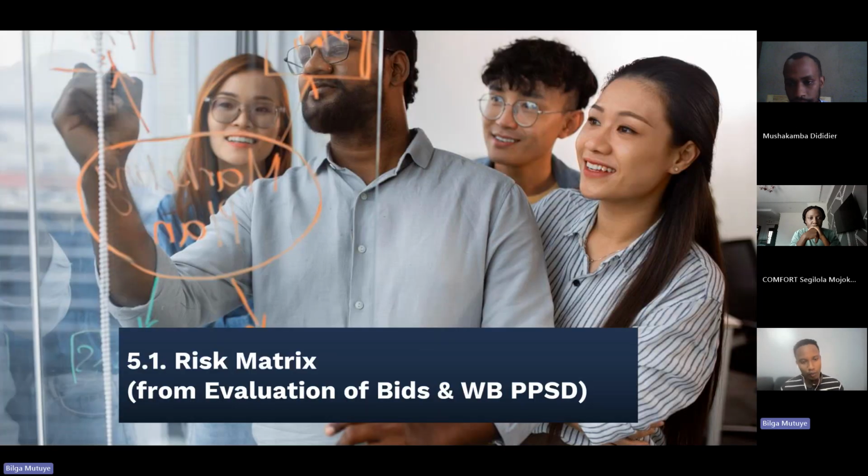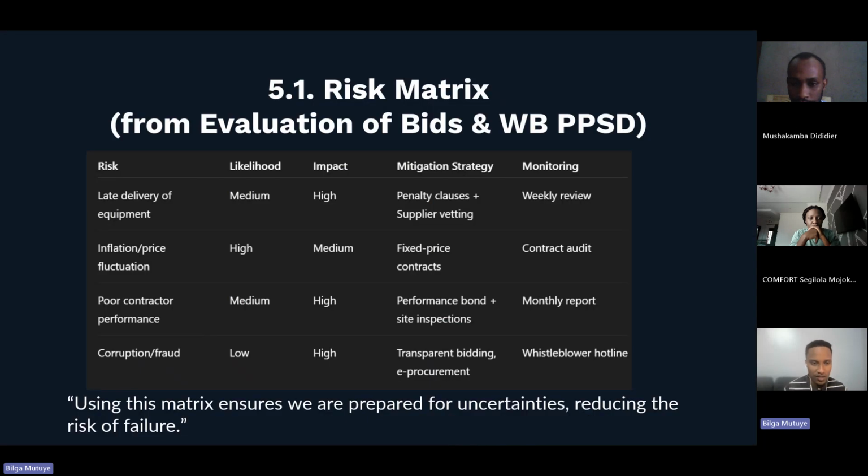Proceeding to the risk matrix, any project planning should include assessing risk and being able to rate it at every stage as well as level. For instance, late delivery of the equipment is a risk that can appear throughout the implementation of this project. The likelihood for this risk to appear is medium because once every entity and stakeholder involved complies, the risk of it happening will be medium.